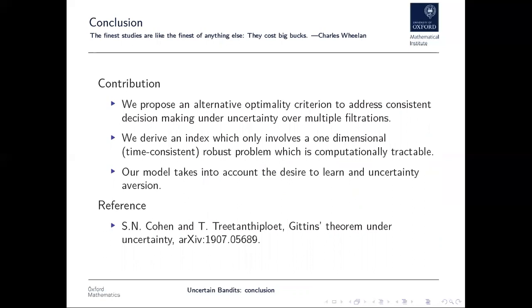So basically what we propose is an idea to understand optimality when we have an inconsistent operator, and we consider decision making under multiple filtrations. We also derive the index problem, which involves a low dimensional problem that you can solve computationally. And our model can also take into account the desire to learn and uncertainty aversion, which could illustrate the agent's preference when trying to make decisions toward learning.